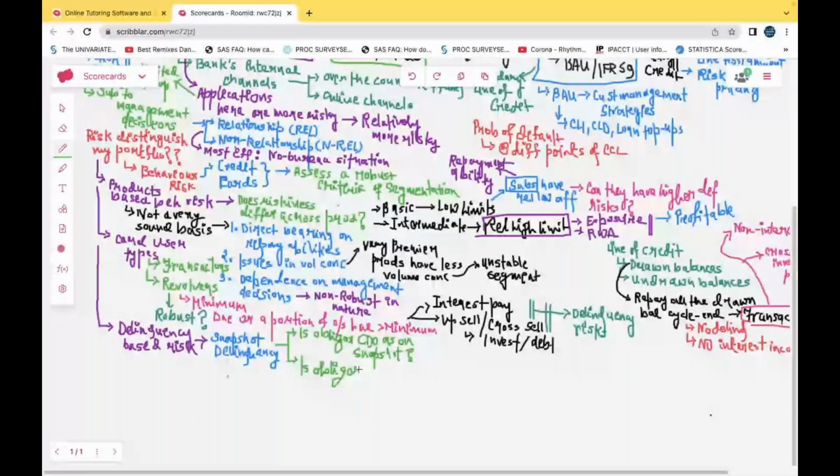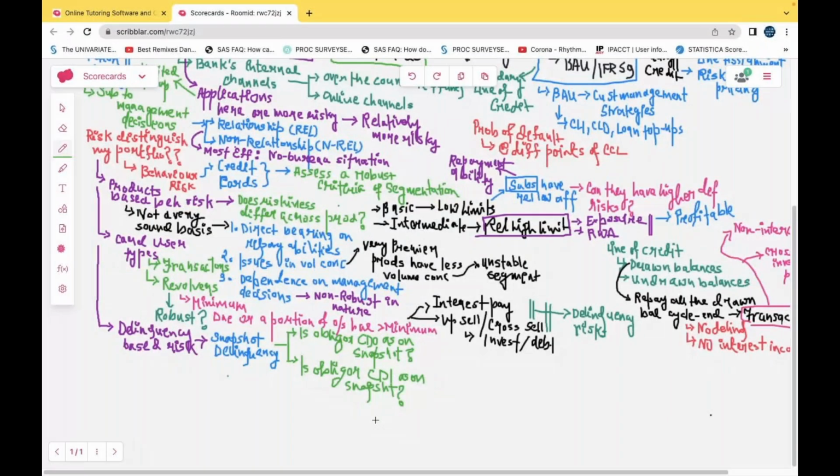Obligor CD1 as on snapshot, right? So has the borrower missed out a payment as on a given snapshot month, right?